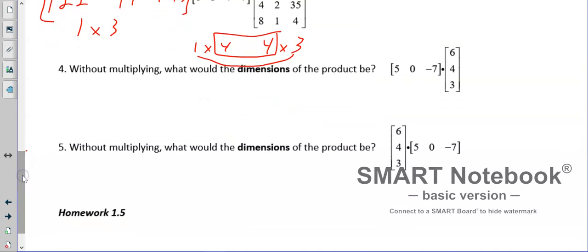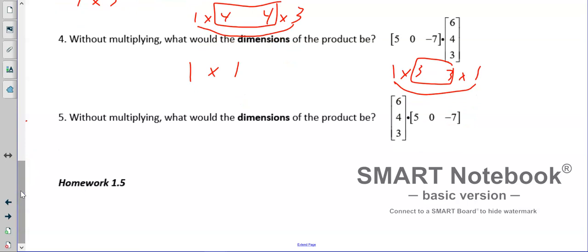So, this says without multiplying, what will the dimensions be? Well, this is a 1 by 3, and this is a 3 by 1. It can be done. The dimensions of the answer will be a 1 by 1. Last one here. This one is 3 by 1, 3 rows, 1 column. This one is a 1 by 3. It can be done, and the dimensions of the answer will be 3 by 3. That's what my words were trying to say. Okay, and that's it.